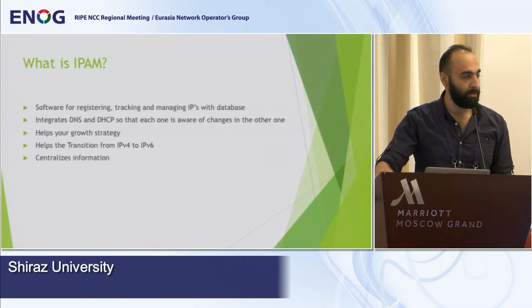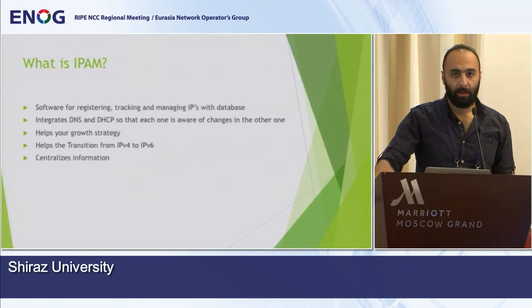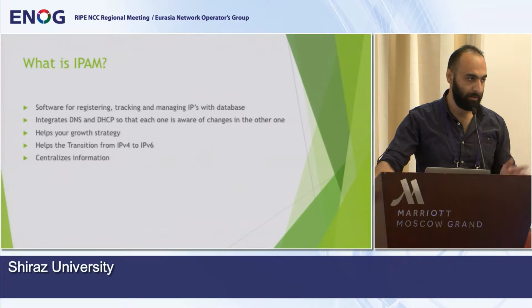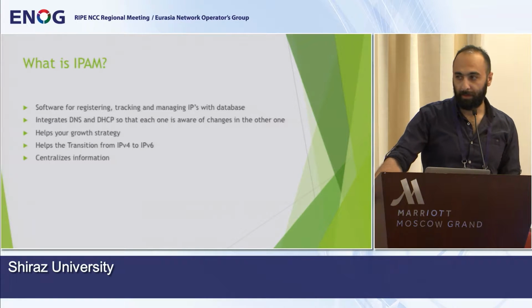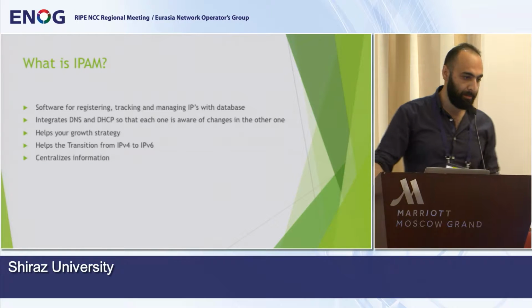Companies used to use datasheets to store the information, but with the increasing number of users and IPs, they had to switch to IPAMs. It can work with other software like CRMs, DNS or DHCP, etc. IPAM is good for small companies, but it's necessary for big ISPs and companies.